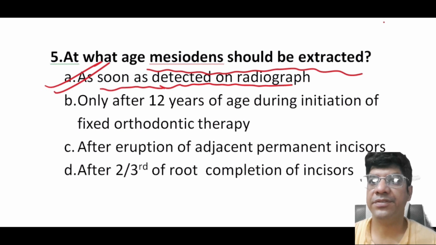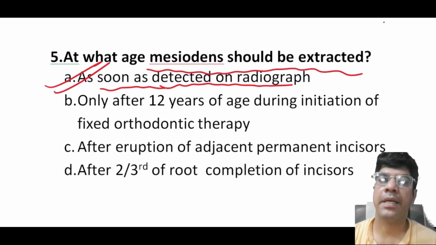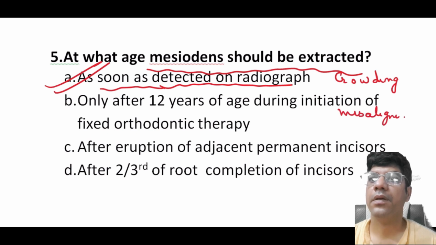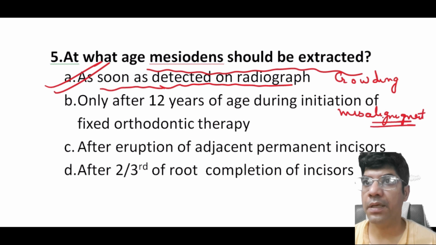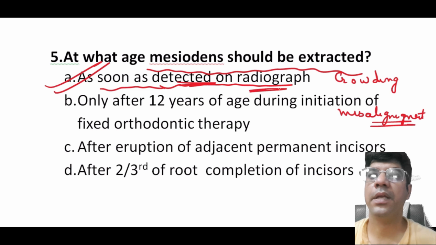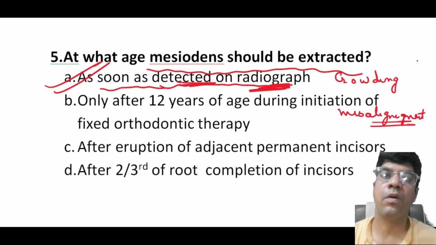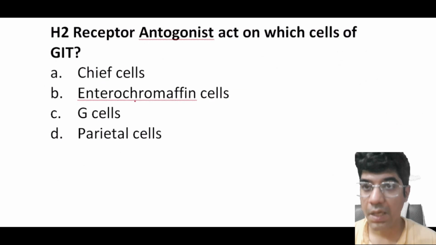If mesiodens is not removed promptly, it can cause crowding, misalignment, etc. So it should be extracted as soon as it is detected on the radiograph. Leaving a mesiodens in place can sometimes cause resorption of the roots of the adjacent teeth.